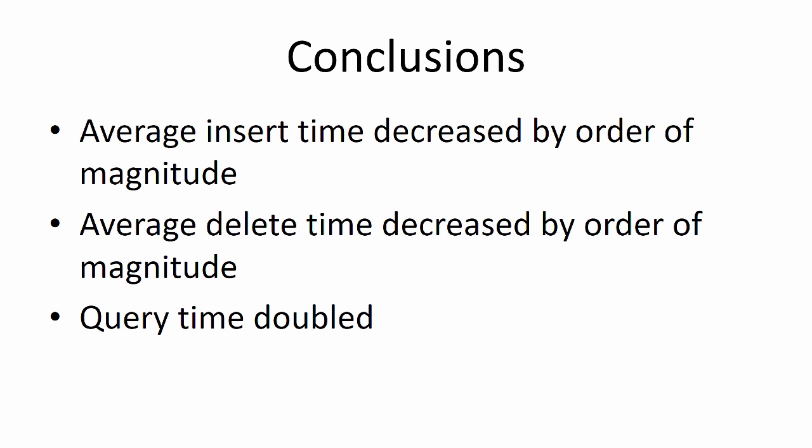And so some conclusions that we can draw from this is that the average insert time for the nested interval model versus the nested set model is decreased by an order of magnitude. And the same holds true for the average delete time, that we save an order of magnitude in the time. But this does come at a cost of the query time being increased by about 50%, just because we're doing decimal comparison instead of just integer comparison.